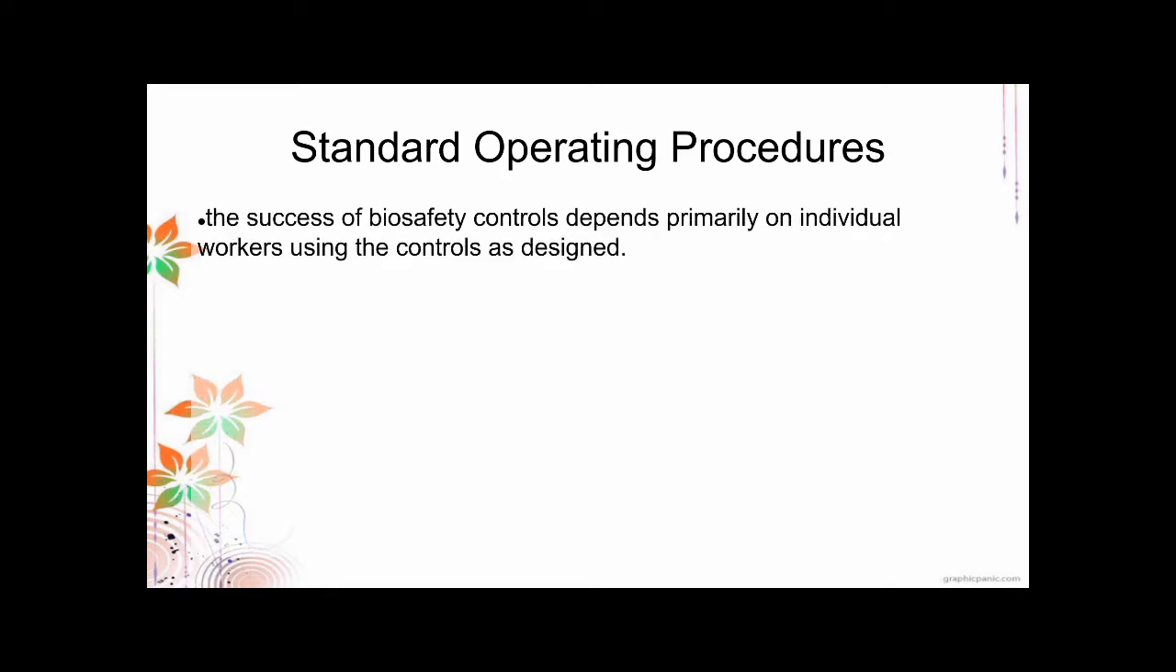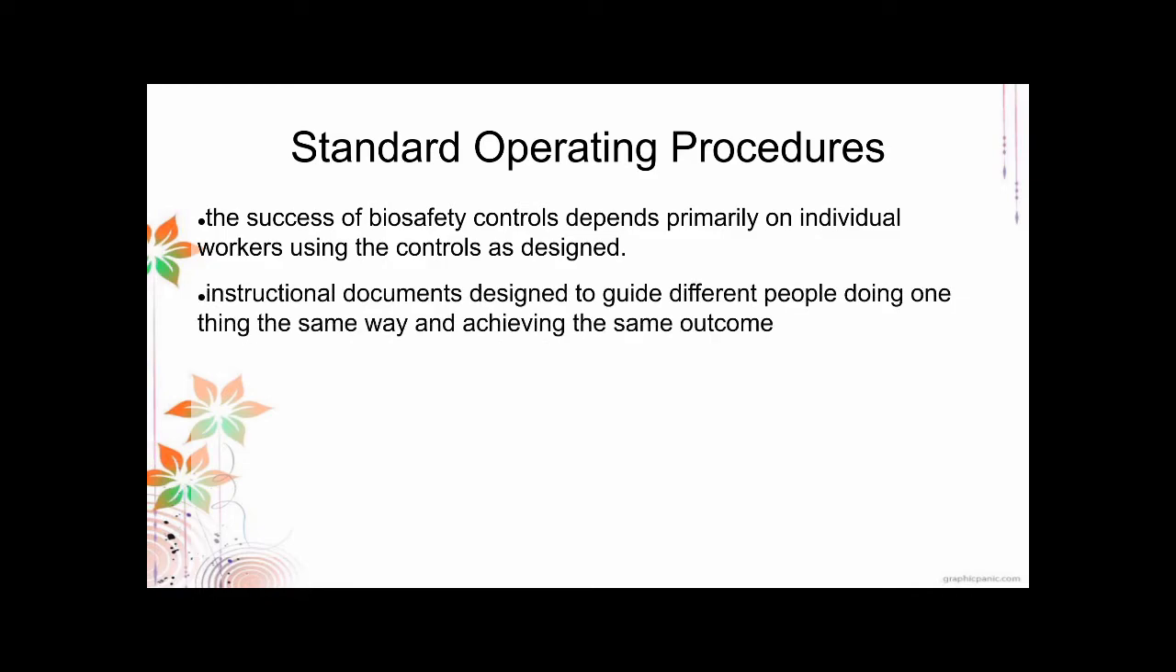Standard operating procedures. The success of biosafety controls depends primarily on individual workers using controls as designed. Last week we discussed the biosafety levels and the usual engineering controls, basically the infrastructure, the biosafety cabinets, and the PPEs used for biosafety. Now we are looking at standard SOPs, the procedures, the protocols. How do we actually use these engineering controls, the biosafety cabinets and the PPEs, properly so that we maximize their efficiency?